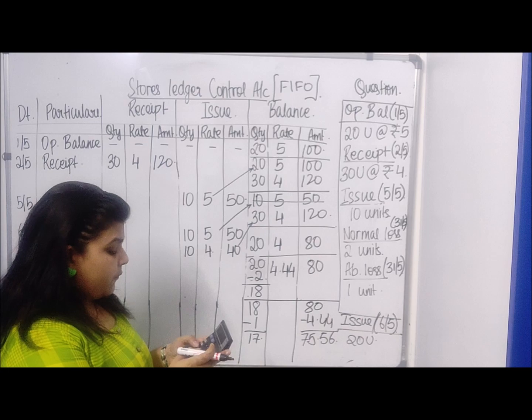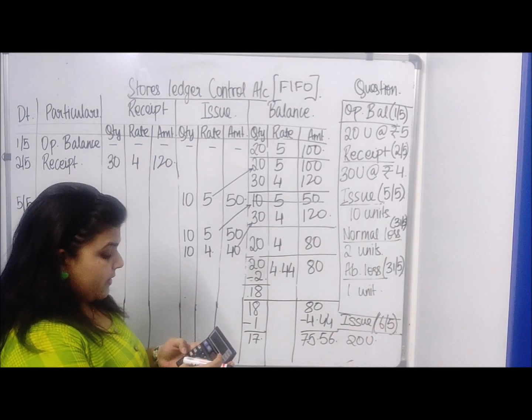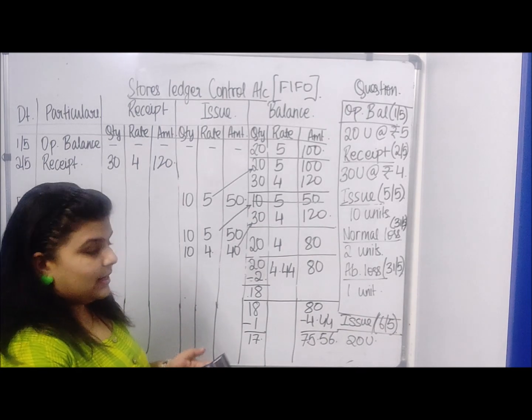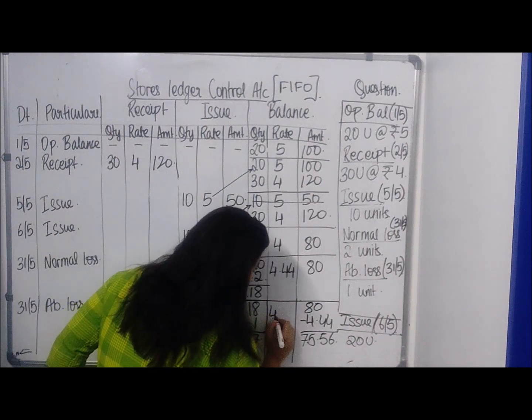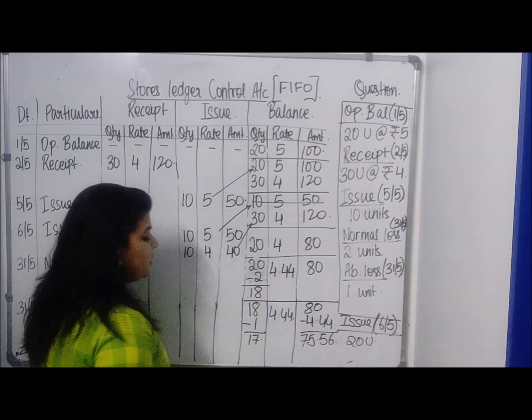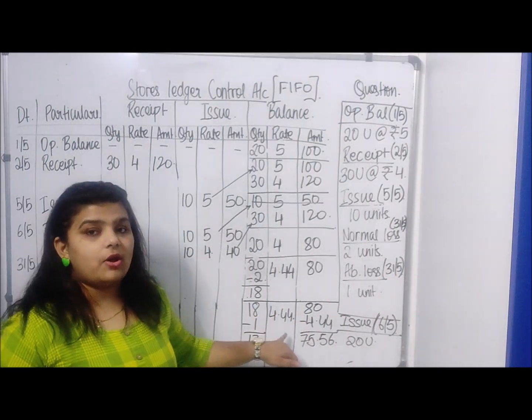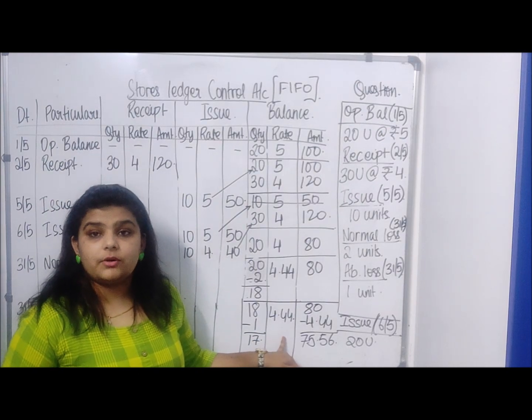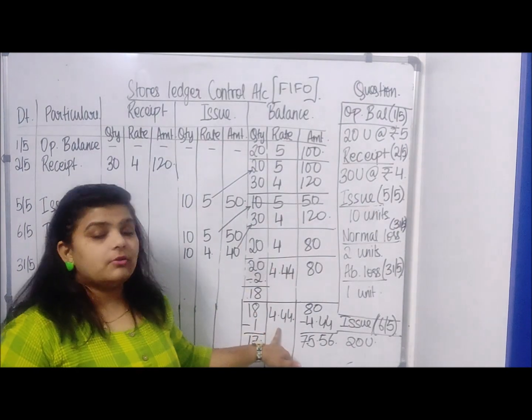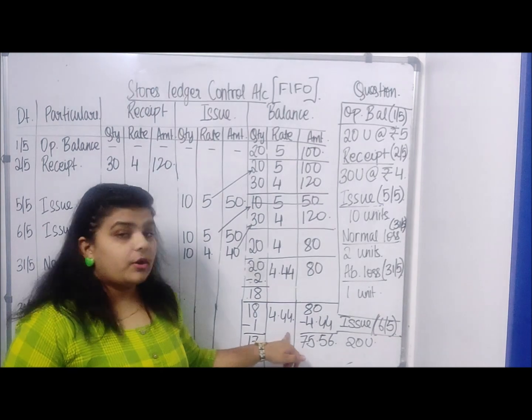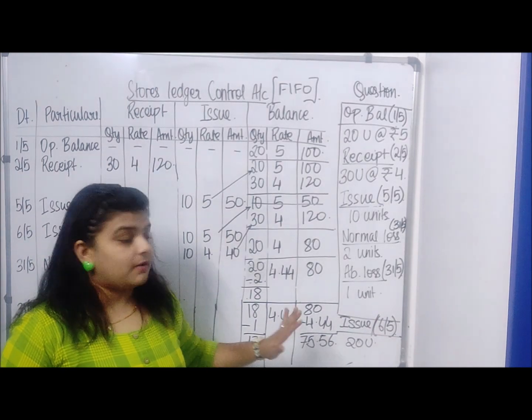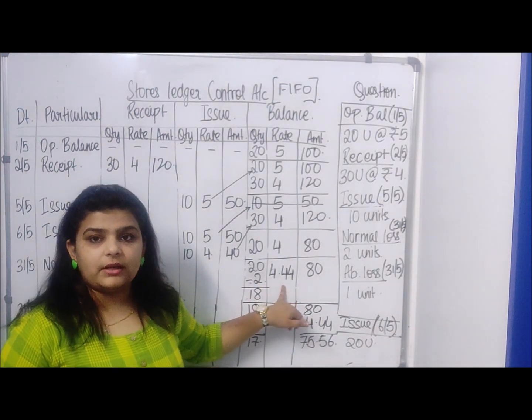So 75.56 divided by 17, you will see that the rate still remains 4.44. Can you see the normal loss units have not put their burden on the good units. The rate per unit is still 4.44. Abnormal loss units have never put. Normal loss has inflated the price.